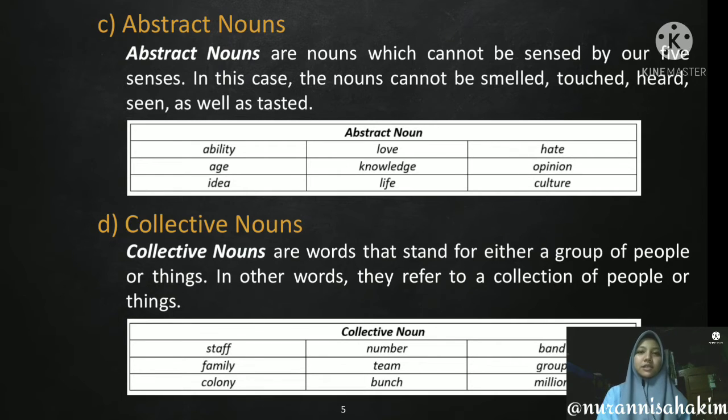D. Collective nouns. Collective nouns are words that stand for either a group of people or a group of things. In other words, they refer to a collection of people or things. For example, a group of people can be staff or family or team or group. As for animal, it can be colony or etc.